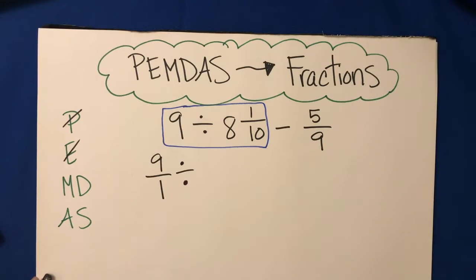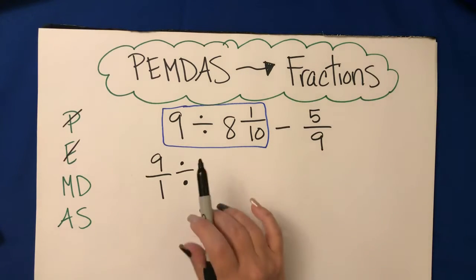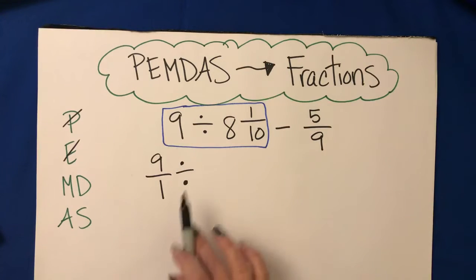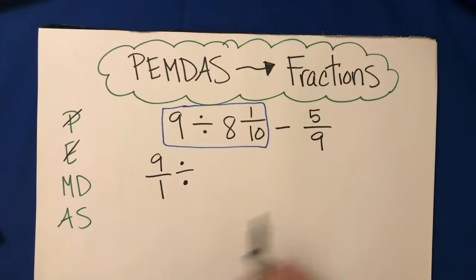I see 81. Hi, Solomon. Awesome, I'm glad you could be here. We are right in the middle of solving this. So we're taking a look at the first step, how to divide 9 divided by 8 and 1/10. And we're trying to convert this into an improper fraction.